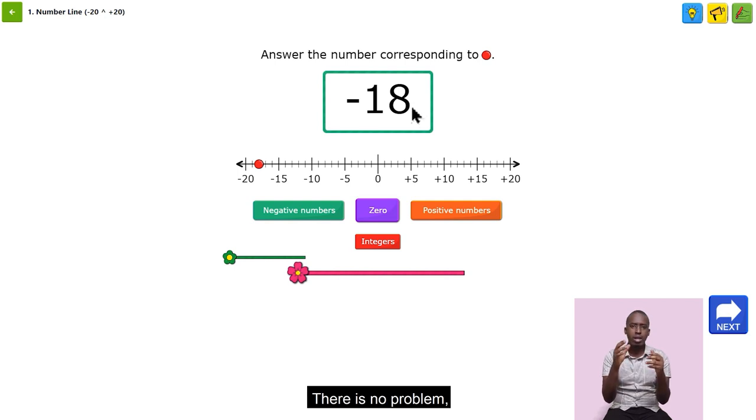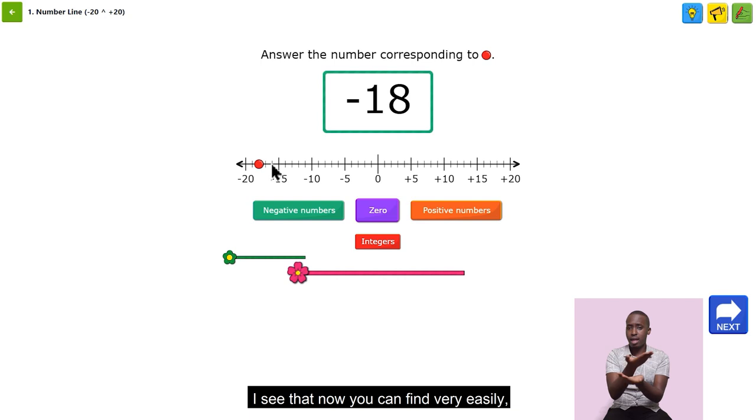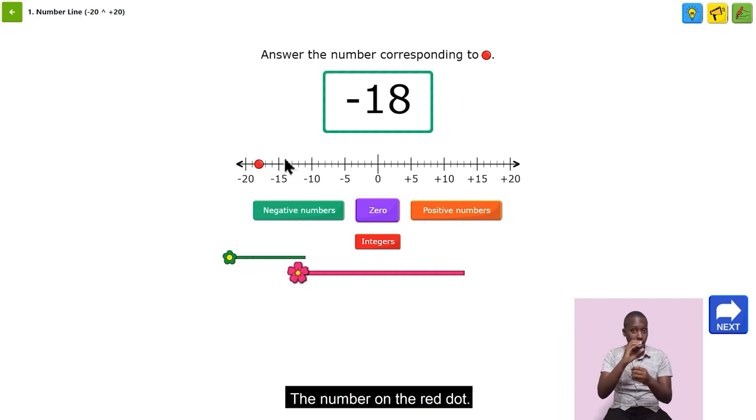There is no problem with any other number. I see that now you can find easily the number on the red dot. Can we do the next to be sure?